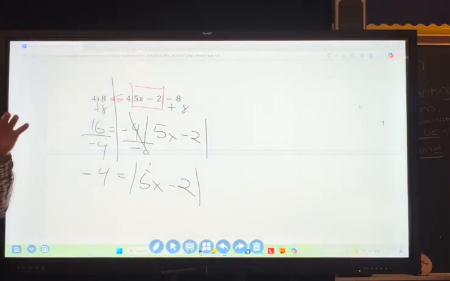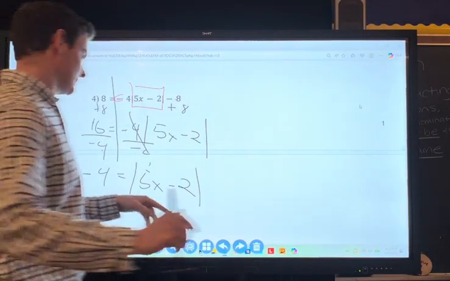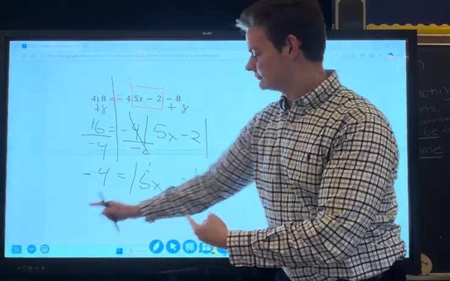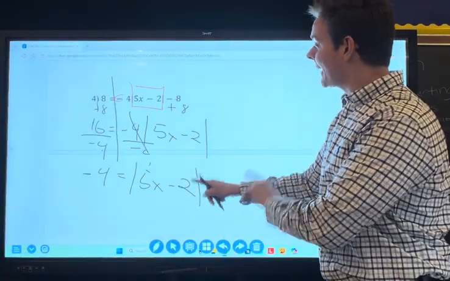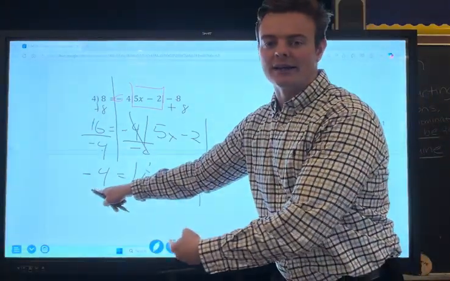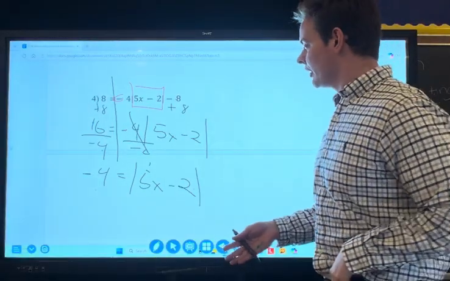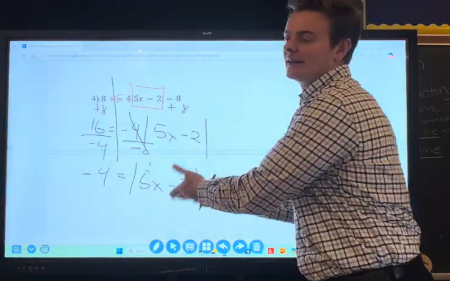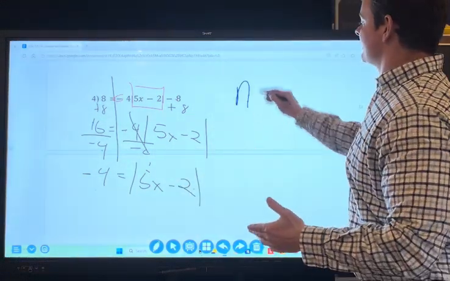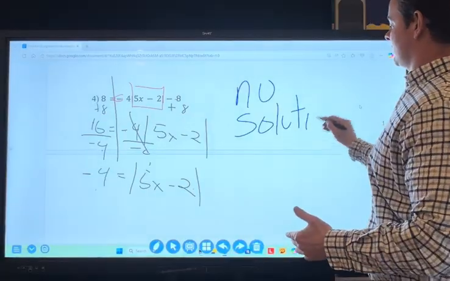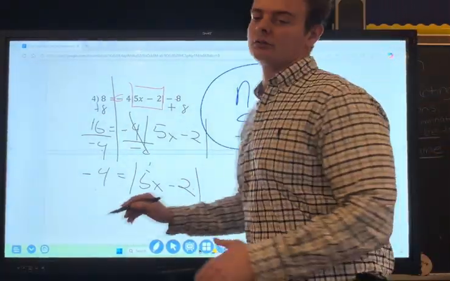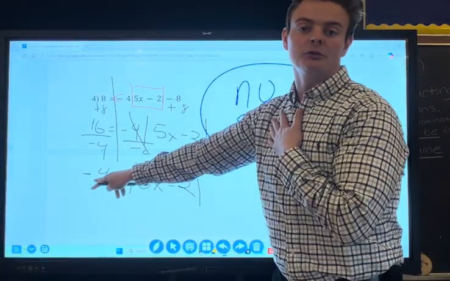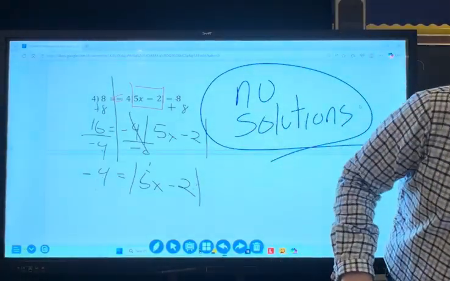However, big problem. Absolute value always gives me a positive answer. Somehow this is telling me the absolute value is going to give me a negative. That can't work, which means there's no value for x that will give me a negative 4 when I take the absolute value of it. Therefore, this one has no solutions. Whenever you see absolute value at the end equal to a negative, it's no solutions.